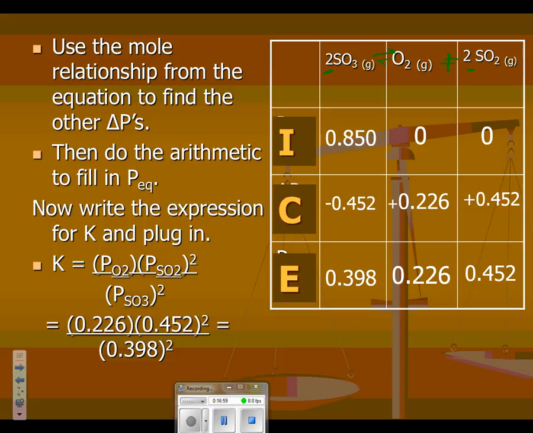It might have been flipped, but they told us we started with SO3. But wasn't it SO3 plus O2 equals SO2? No. You just balance that equation. Well, it's just flipped of what's here. On the last slide, I just thought it said that.